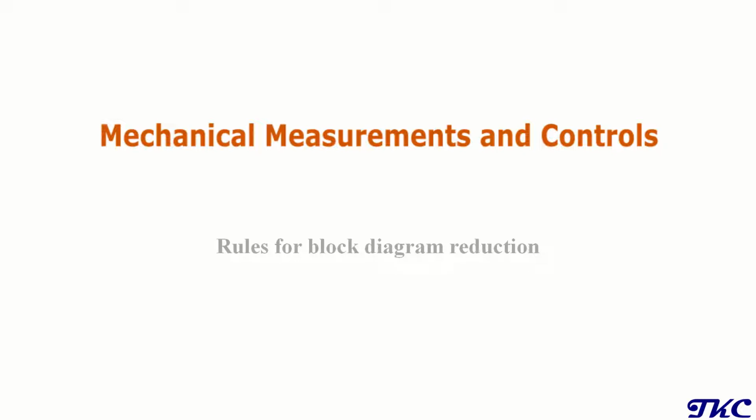Once we have the block diagram of a given system, by applying these rules which we are going to discuss now, we can reduce it to a single block, and that single block will have the transfer function of the entire system. So let's start and discuss the different rules that we can use to reduce a block diagram. We'll start with the first one.